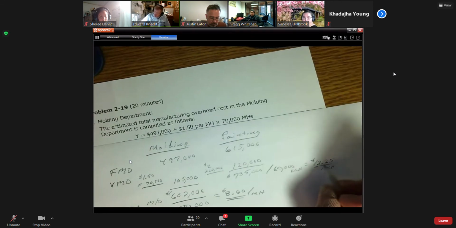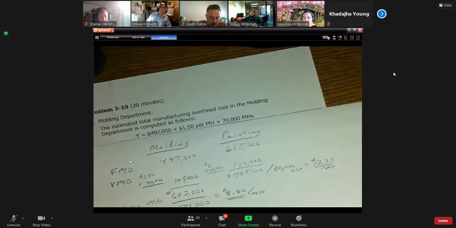Okay. So that's how we're going to apply the overhead in each department. Everybody good on that? So we computed the predetermined overhead rate for both. Compute the total overhead for job 205.